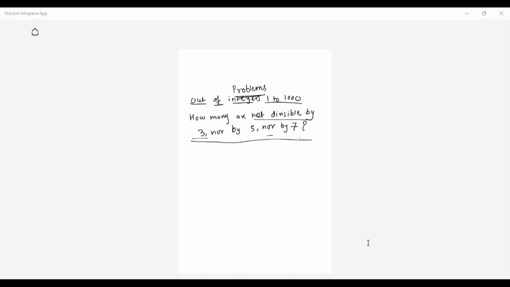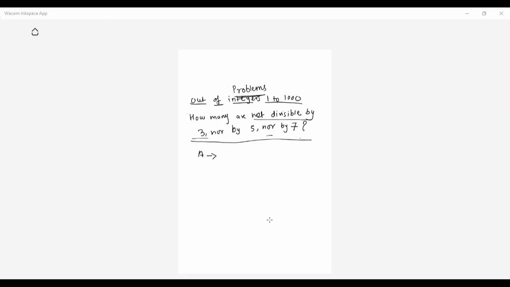After that, what they have asked is how many are not divisible by 3, nor by 5, and nor by 7. So how can we go, student? Step by step, we will be doing all the things. Finally, what do we have to do? Anyone, just put it in the chat box. Okay, we'll go step by step first. So what would be the answer?